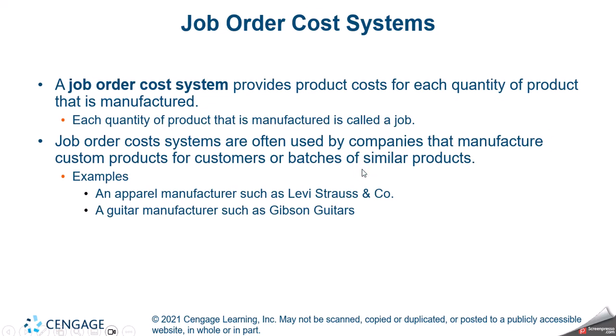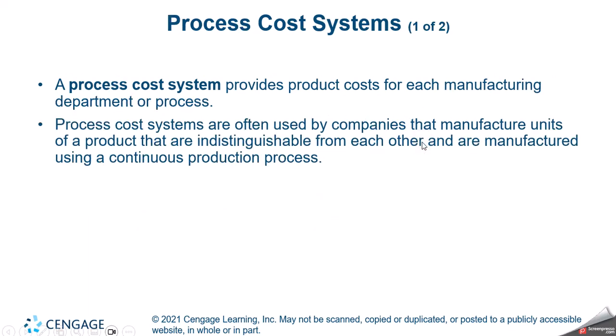So in a job order costing system, each product is going to have a specific job order that's associated with it. And then as we apply costs to it, we're going to charge it to that specific job order. So again, they give you some examples.